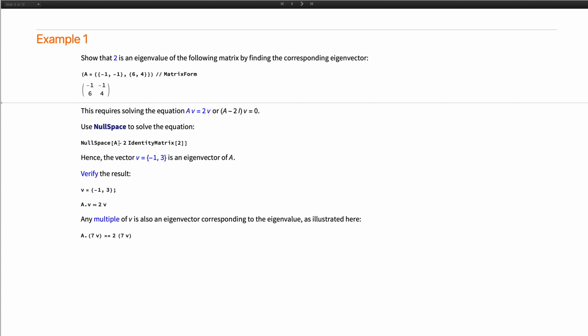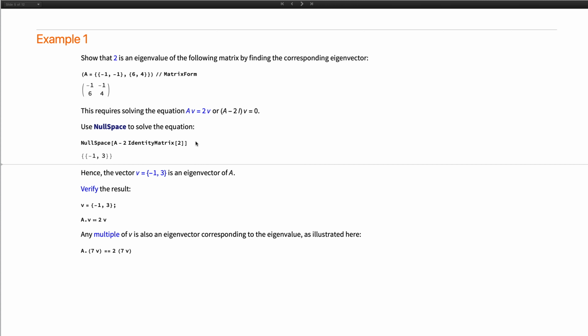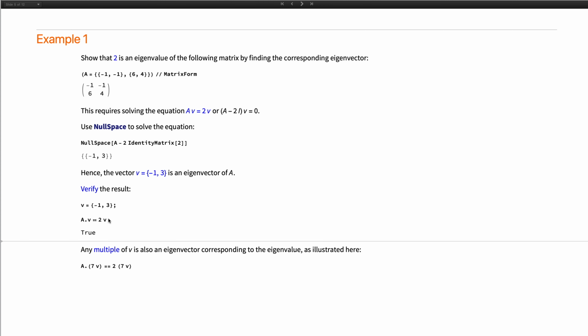So you do NullSpace of A minus 2 times IdentityMatrix 2, and you get back negative 1, 3. So the vector V in this case is an eigenvector. Let's check that. You get back A times V is 2 times V. Of course, if you have an eigenvector, then any multiple of it will also be an eigenvector.